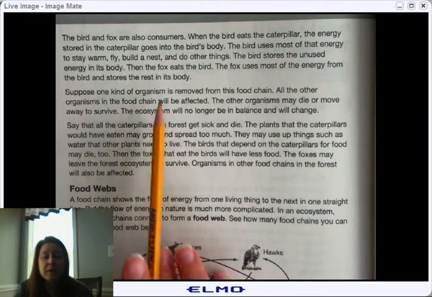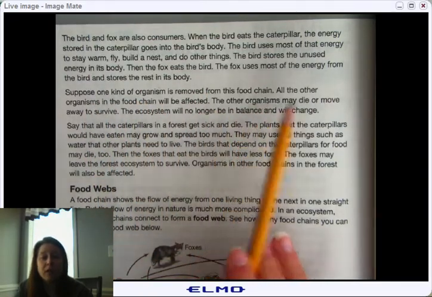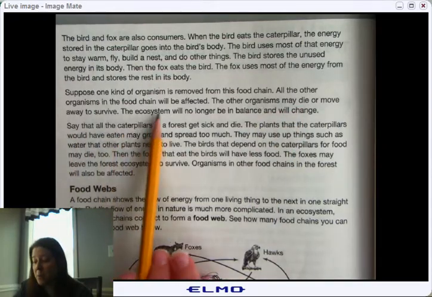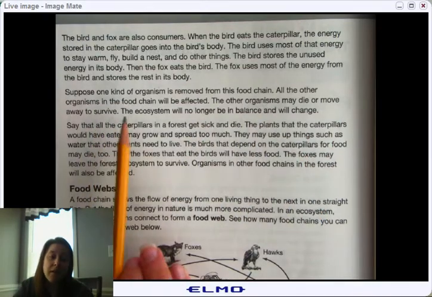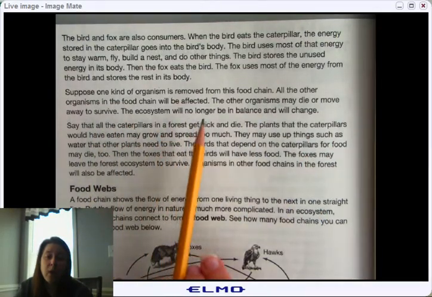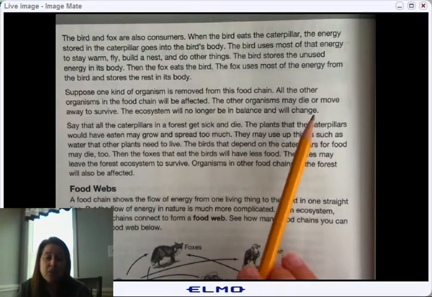Suppose some kind of organism is removed from the food chain. All of the other organisms in the food chain will be affected. The other organisms may die or move away to survive. The ecosystem will no longer be in balance and will change.